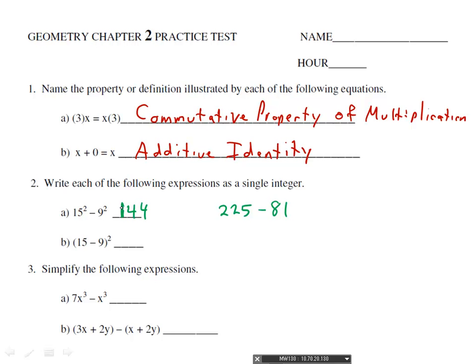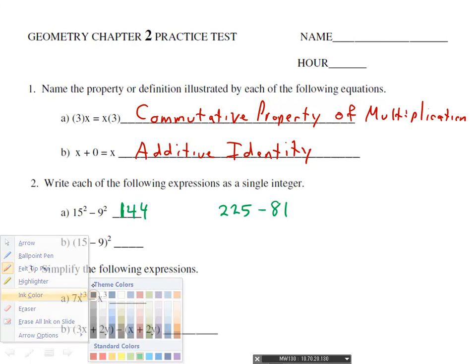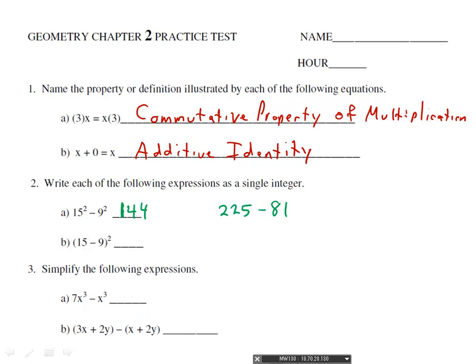Contrast this with the next one here. 15 minus 9 in parentheses, and that's squared. Okay, so here we have to do the 15 minus 9 first in the parentheses, and that's 6. And then we square that, 36. So watch your order of operations there.